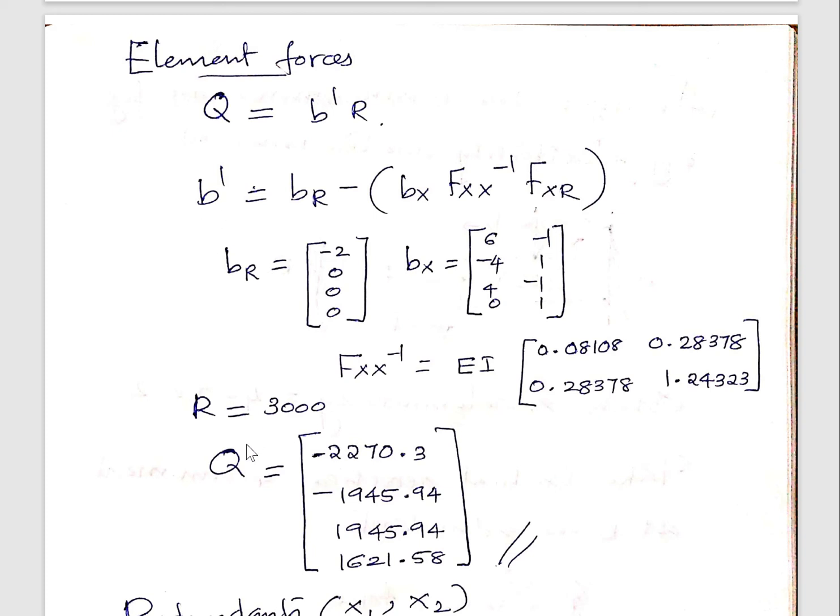Then we know that Q is equal to B dash into R. So B dash matrix into R. R is our system force here. Here the value of R is 3000. There is only a single system force, a single value, which is 3 kN or 3000 Newton. So 3000 is substituted for R. So these are the values of the element forces.